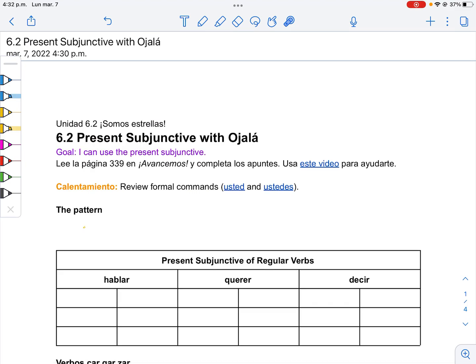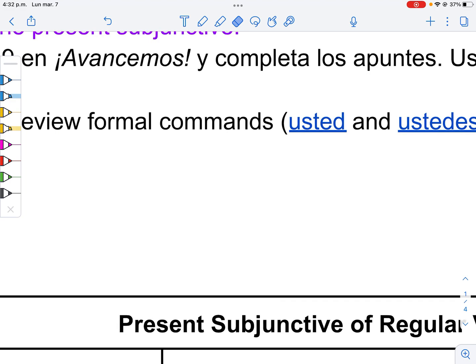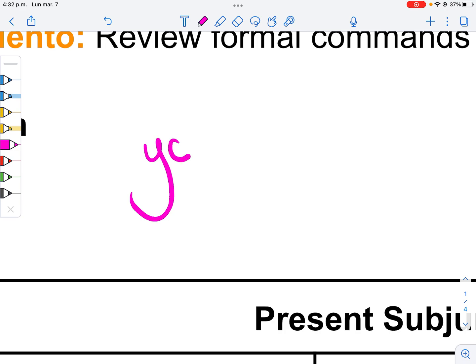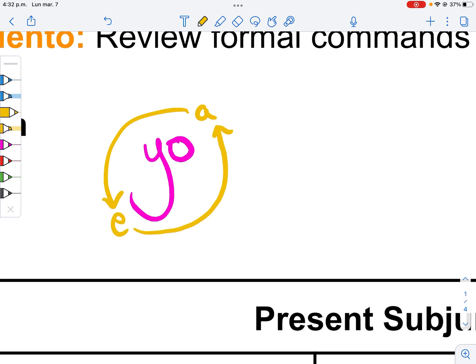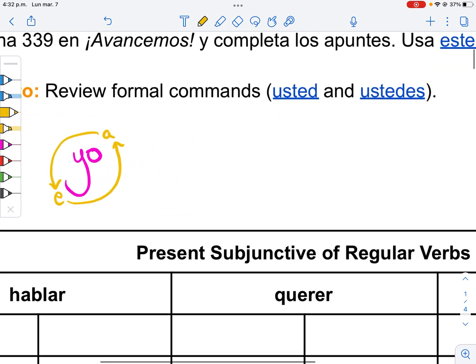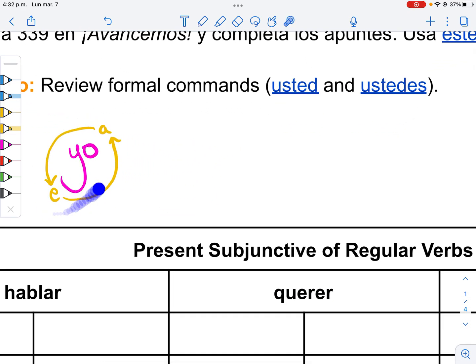So here we go. We have seen the subjunctive before when we have made formal commands. With those, we started out with the yo form, and then we changed the ending. If it ended in A, we switched that to E. If it ended in E, we switched that to A. You also saw how with usted, that's it, we were done. But with ustedes, we needed to add an N at the end.